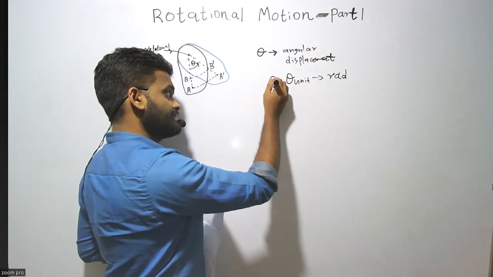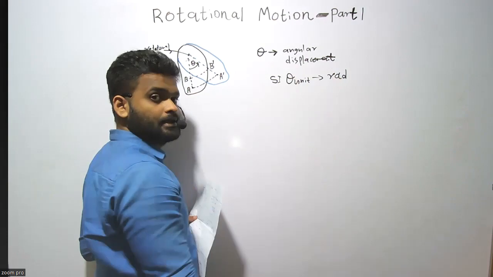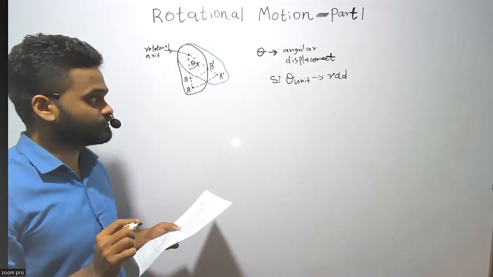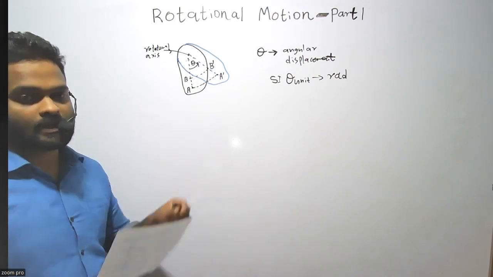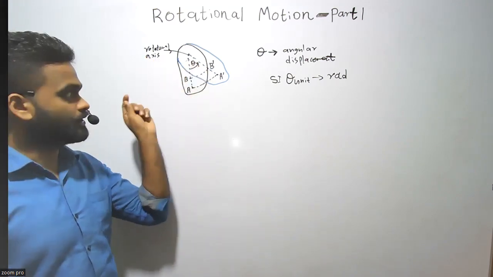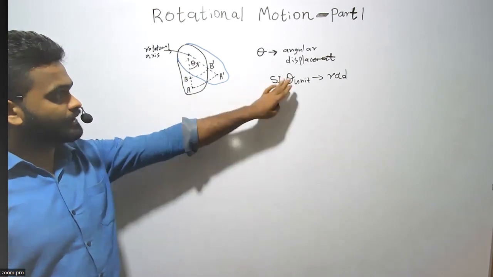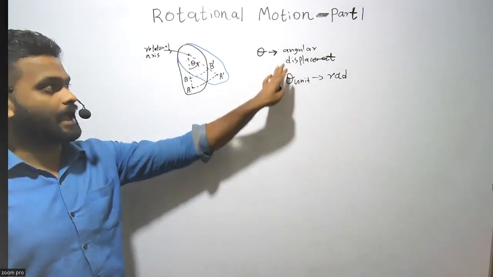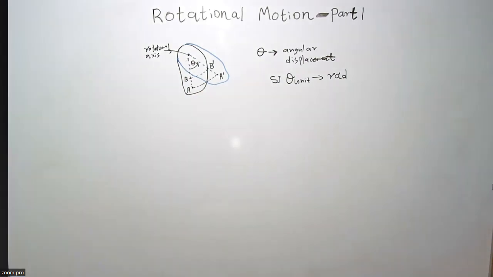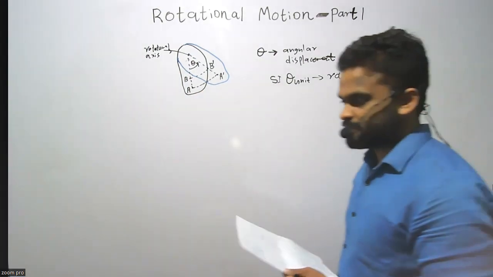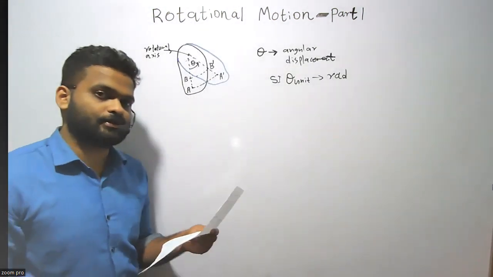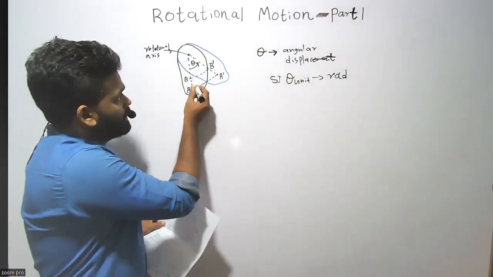So this is the SI unit of angular displacement, right? First just draw this one, then take this down. Theta is angular displacement, right? Then there are some special points that you need to understand.